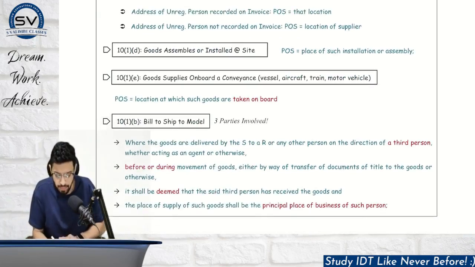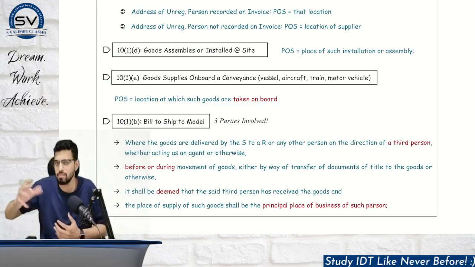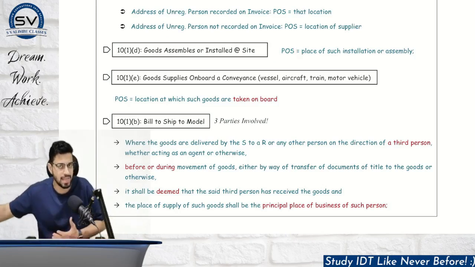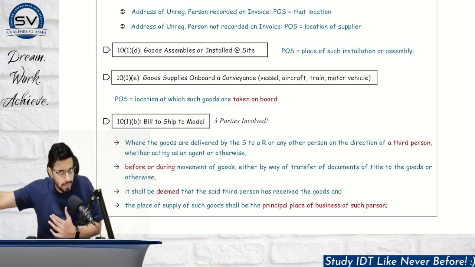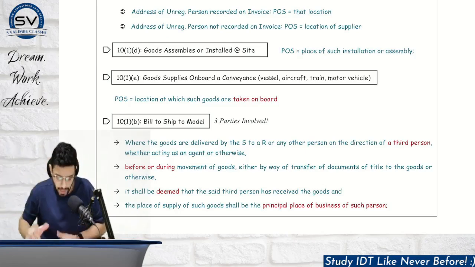Next, 10(1)(d), goods assembled or installed at site, then the place of supply shall be the place of such installation or assembly. Let's say there is some machine which requires installation at the client's place. The client's place happens to be, let's say, Uttar Pradesh, then the place of supply will be UP, right?